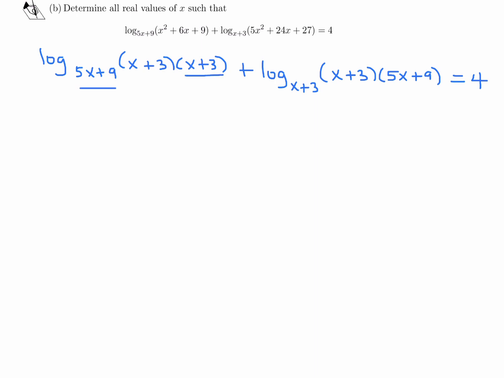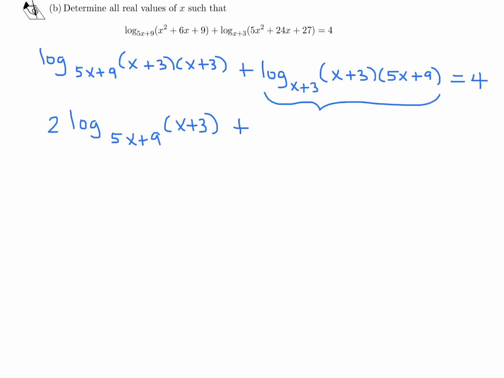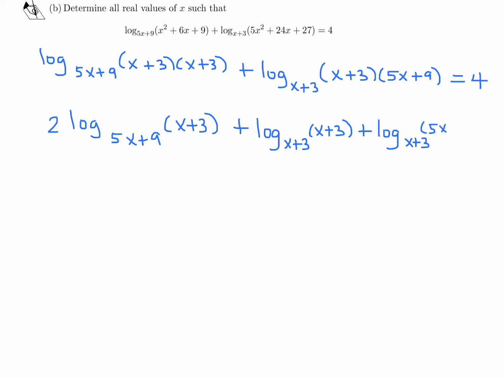So as you can see, you're starting to see some common terms, which is a good thing. At least I hope. We'll see what happens. Okay, well, this part here, log of 5x plus 9, this is x plus 3 to the power of 2. But we all know from log rules that that 2 can be placed out front. So let's put it out front, save a step here. And then this, from log rules, can be broken up. It can be log of x plus 3 times 5x plus 9, and then we can break it up: plus log to the base x plus 3 of 5x plus 9. And that all equals 4.